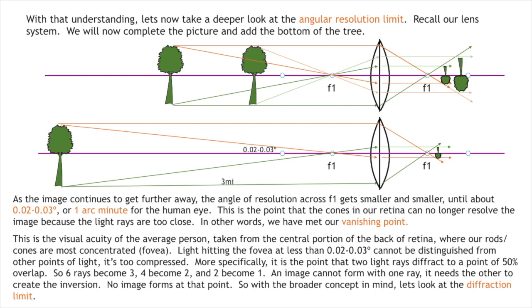More specifically, it is the point that 2 light rays diffract to a point of 50% overlap. So 6 rays become 3, 4 become 2, and 2 become 1. An image cannot form with 1 ray. It needs the other to create the inversion. No image forms at this point. So with the broader concept in mind, let's look at the diffraction limit in the next video.